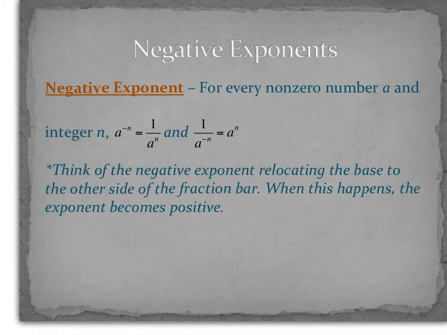All right, our second topic in the exponents unit is negative exponents. For negative exponents, it says for every non-zero number a and integer n, a to the negative n equals 1 over a to the n, and 1 over a to the negative n equals a to the positive n. So think of the negative exponent relocating the base to the other side of the fraction bar. And when this happens, the exponent becomes positive.